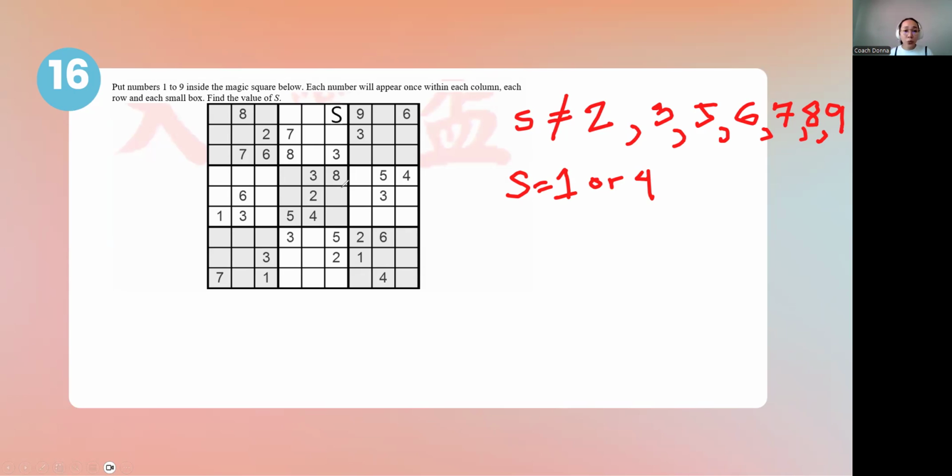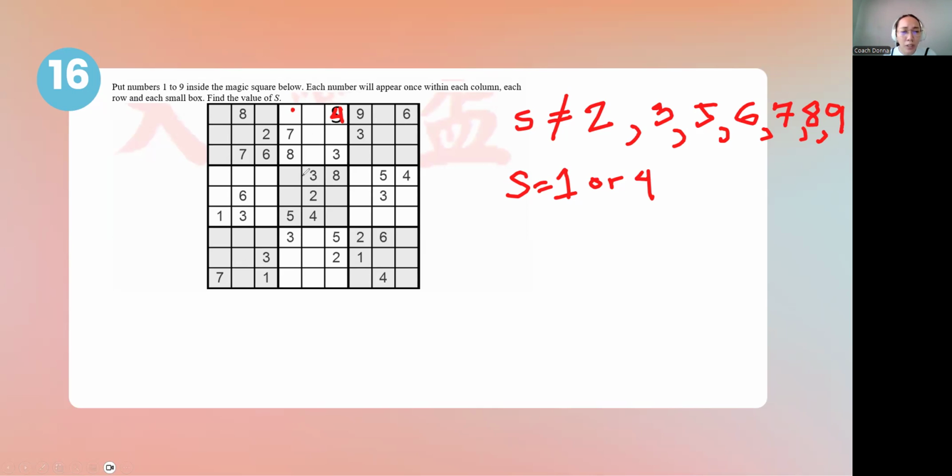So if this is 1 right here, okay, this is 1 or 4. If this is 4, let's start with this being a 4. So if that is a 4, and then this is a 1, a 2 cannot be here. Okay, we have a 2 here.